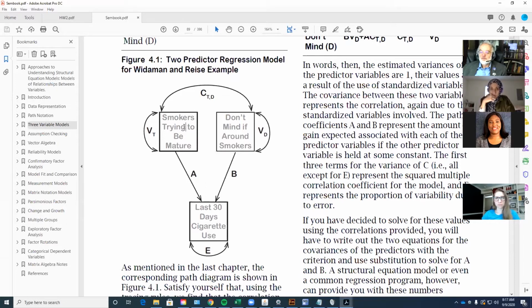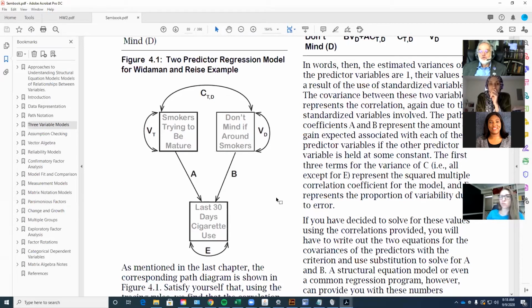It's just a little bit easier for people who are starting out to think about it as going from your predictor to the criterion. And maybe that's a little natural for people because you tend to think of this as an explanation of cigarette use. The other thing I want to make a mention of is, a path diagram that looks like this talks about an equation. This is y is equal to A times smokers plus B times don't mind. So that's another way of understanding structural models, is to put it into an equation. All right.